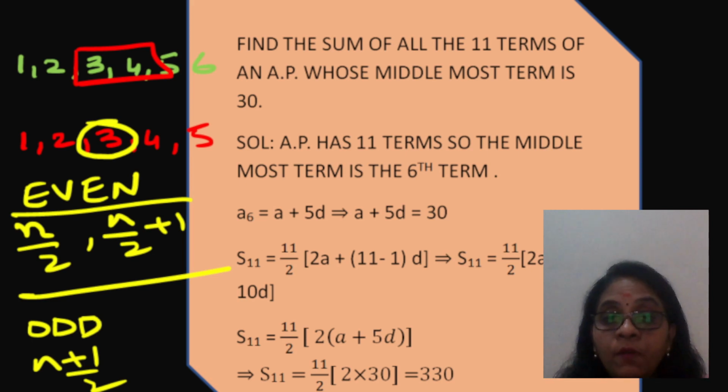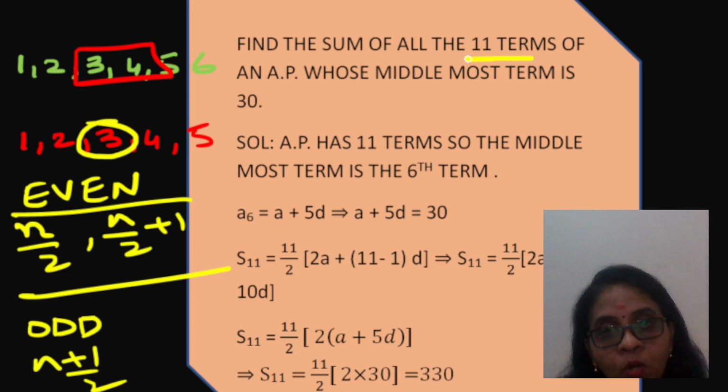So, for an even number of terms, again I am quickly repeating, you have 2 middle terms. For an odd number of terms, you will have 1 middle term. So, here in this question: find the sum of all the 11 terms of an AP whose middlemost term is 30. They clearly gave the middlemost term, so there is a hidden clue in this.